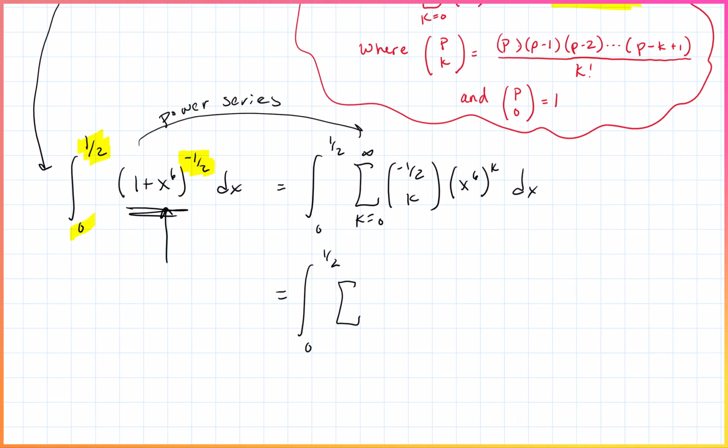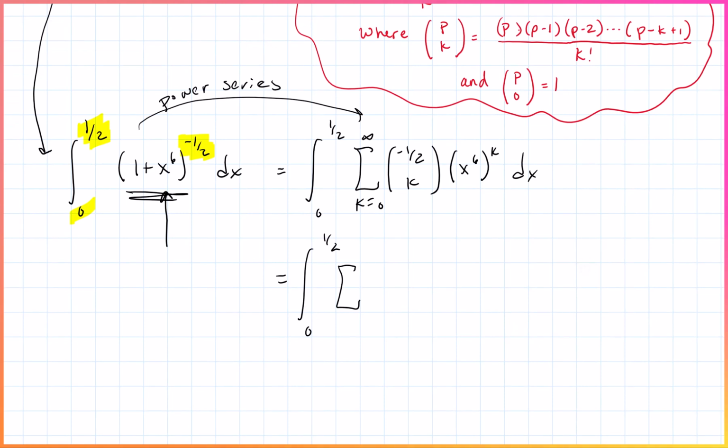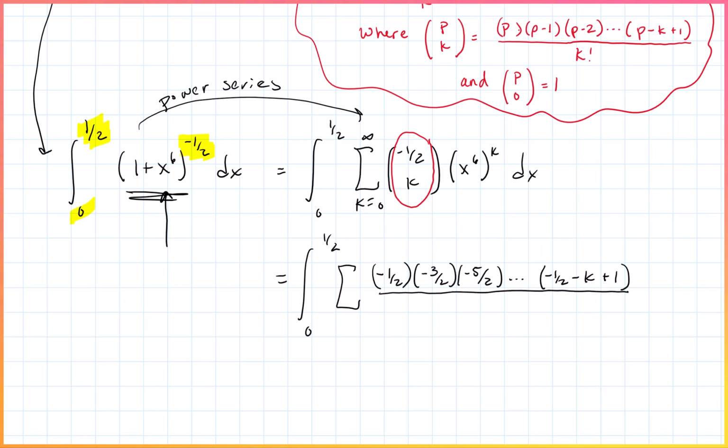This is the power series of negative 1/2 choose k. Up above, in the upper corner, I have it written out. So let's start writing out what this negative 1/2 choose k looks like when we start expanding it out. That would be minus 1/2. Then we subtract 1, so it's minus 3/2, minus 5 halves, all the way out until we get to minus 1 half minus k plus 1, all over k factorial, and x to the 6k.